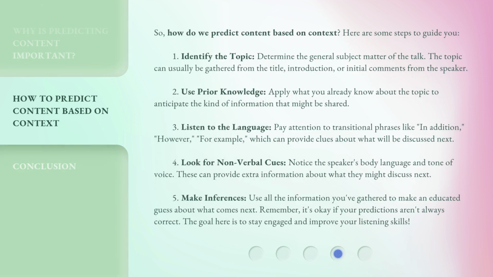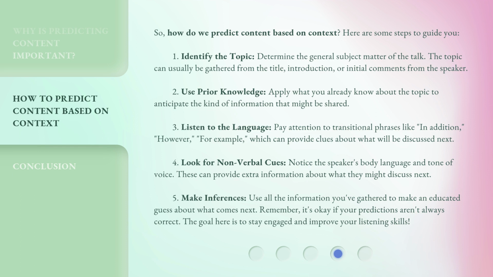So, how do we predict content based on context? Here are some steps to guide you. 1. Identify the topic. Determine the general subject matter of the talk. The topic can usually be gathered from the title, introduction, or initial comments from the speaker. 2. Use prior knowledge. Apply what you already know about the topic to anticipate the kind of information that might be shared.